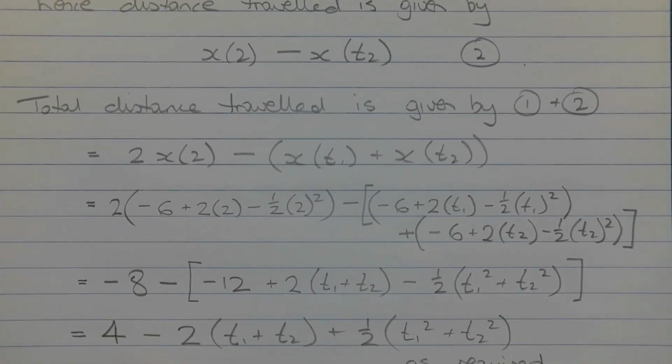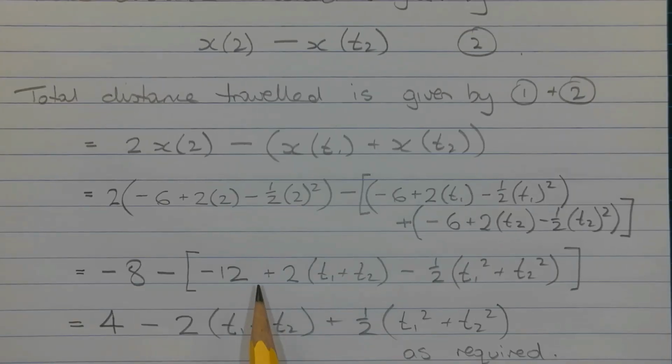So we can simplify the numerical component. 2 times x of 2 is negative 8. And we have negative 6 minus 6, which gives us negative 12. So that's inside the square brackets here and here. And we have plus 2 times t1 plus t2 in brackets, so factorising out the 2, minus half times t1 squared plus t2 squared, so factorising out negative half.